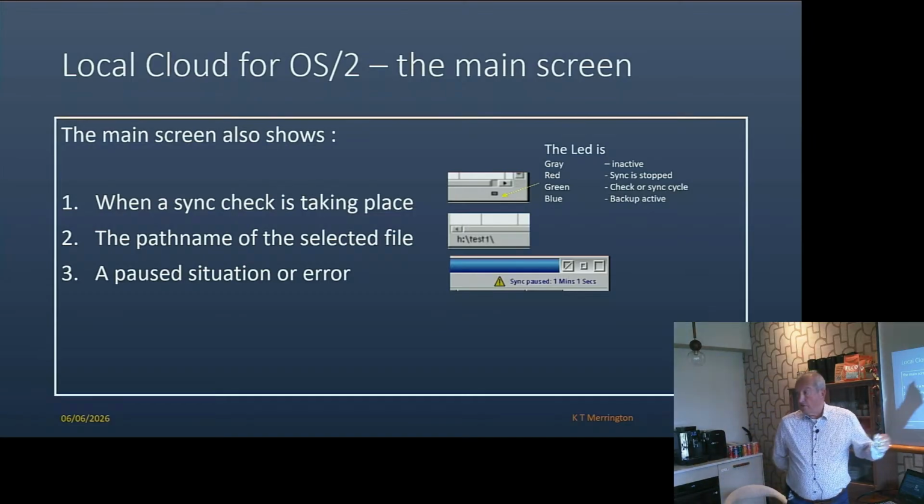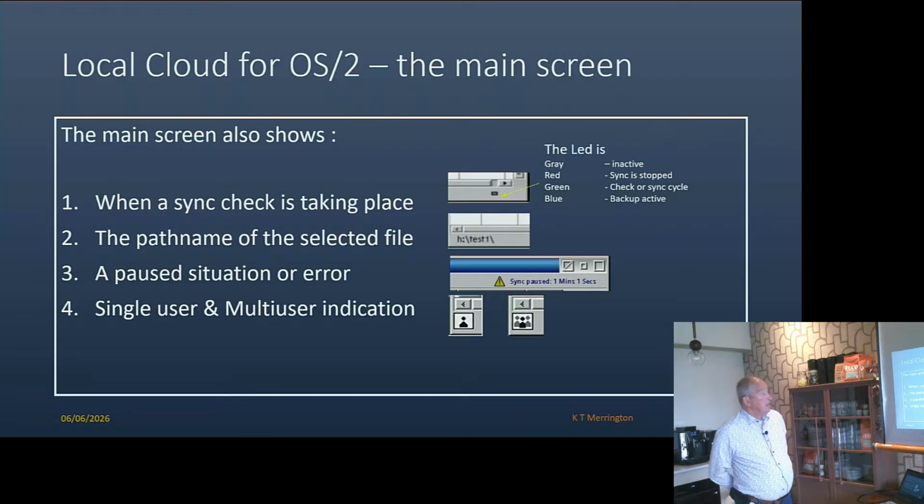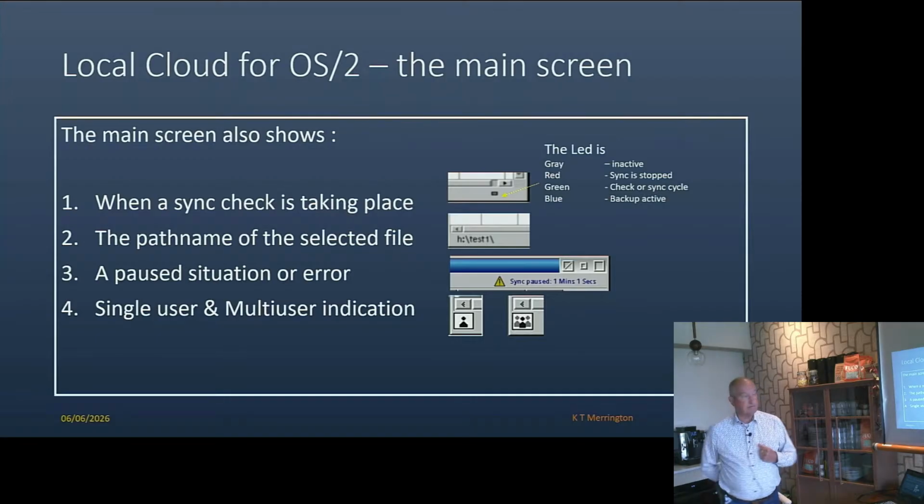If there's a pause or a synchronization error, in the title bar you get that information. So you see immediately something's happening. You can see if the system is set up for single or multiple users. It detects this as it starts. With the simple icon, one person, or the multiple people, you know which mode you're in. Because when you're in multi-user mode, there are a few differences.